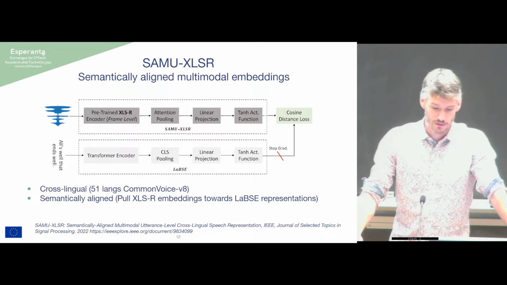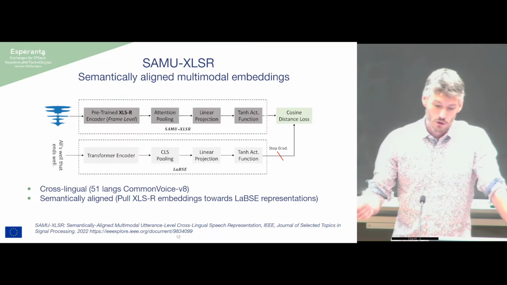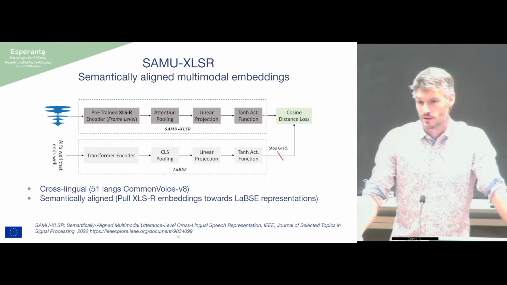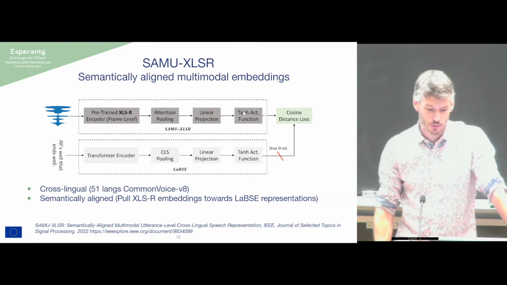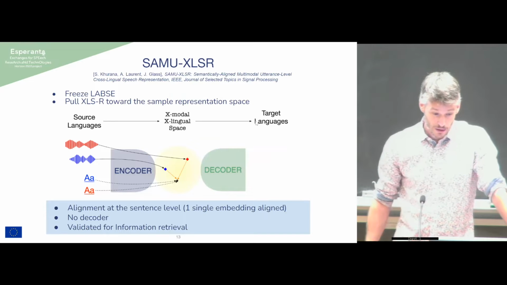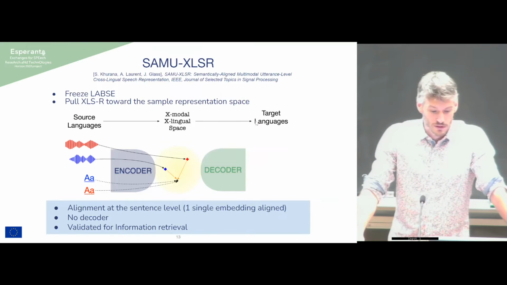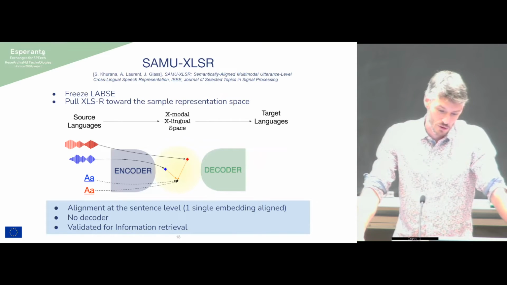hyperbolic tangent activation. And the point was to be able to project one sentence of speech at the same place as the same sentence in text. So it has been trained with 51 languages at that time using Common Voice, and the alignment was only semantic. And so this is the same idea, just with a graph.